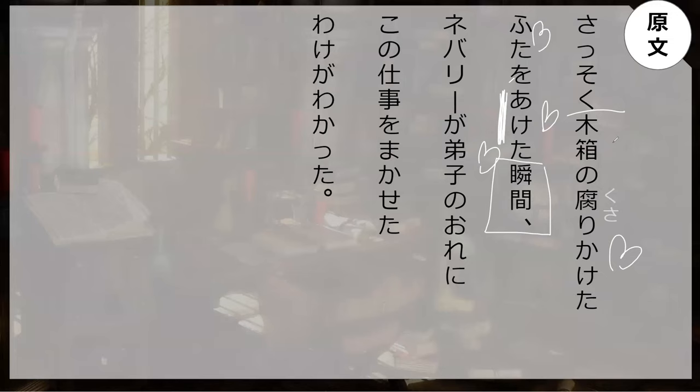box. Yeah, so this is the lid of the box that is rotting, or the lid of the rotted box specifically. The box is what is rotted here, rather than really the lid, but the lid could be rotten as well. Specifically it's the rotted box's lid. Funny, I thought the kusari kaketa would directly modify the thing that comes after it, which is futa. Right. So these are relative clauses.